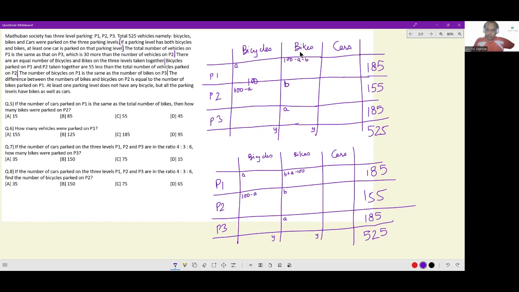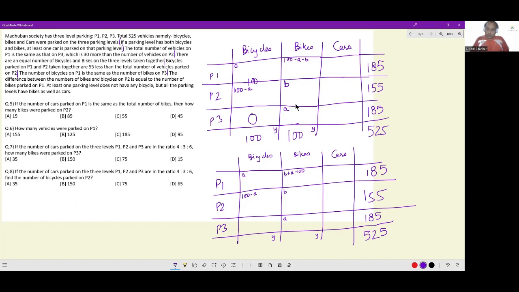Now, look at the total of bikes. 100 minus A minus B plus B plus A. So the total here should be 100. If the total here is 100, both these parts were supposed to add up to 100 only. So both these parts were supposed to add up to the same number. So this is also 100. These two spots anyway were adding up to 100. P1, P2 for bicycles were adding up to 100. So this has to be 0.